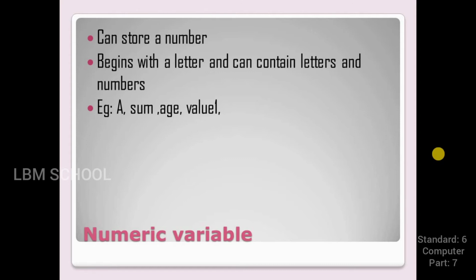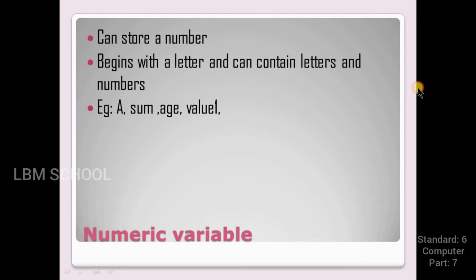Some examples of names for numeric variables: Age, Value1. See, Value1 has a name, value, and a numeric 1. We can give names for numeric variables according to our wish, as we like. We can give small a, small b, small c, capital D, small f. Any variable name we can give according to our wish. Okay, this is one type of variable, the numeric variable.